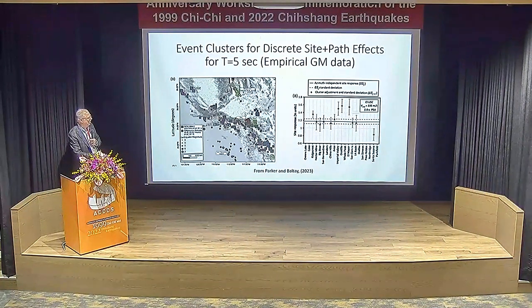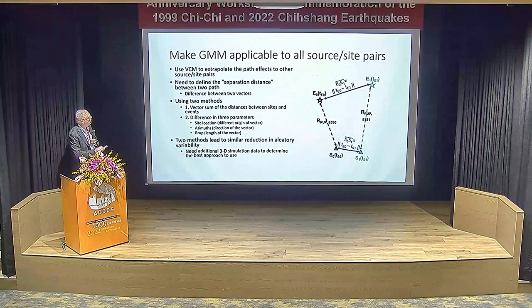So these are, the difference between these is factors of 2, okay? So the problem with this is we can't use this model in a seismic hazard because it only works for earthquakes here. What happens when my earthquake is here, right? So we need something else. So we're going to make it applicable to all source and site pairs. And to do that, we use the variable coefficient model.